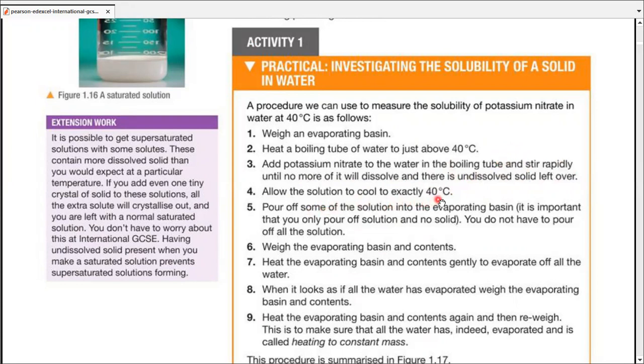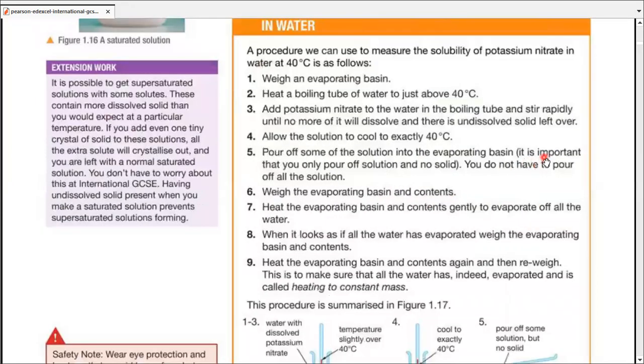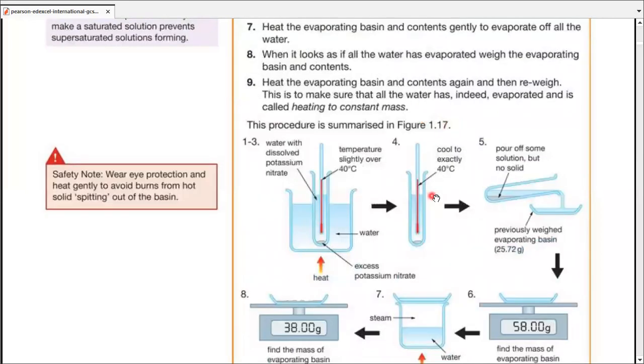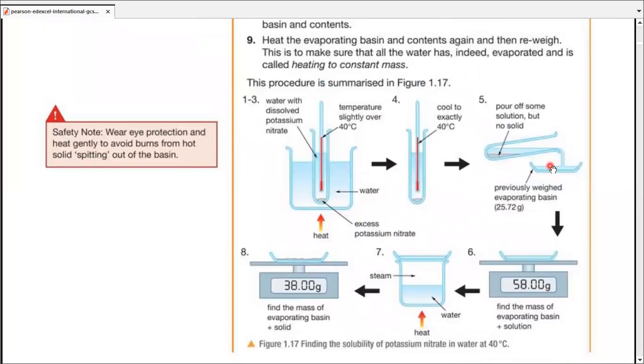Allow the solution to cool to exactly 40 degrees centigrade. Pour some of the solution into an evaporating basin. Now, this is important that you only pour off solution and no solid. You do not have to pour all of the solution, just some of it. Weigh the evaporating basin and its contents. Heat the evaporating basin and contents gently to evaporate all of the water. When it looks like all of the water has evaporated, weigh the basin and the contents again, of course. Now heat the evaporating basin and then reweigh. Make sure you do steps 8 and 9 again and again until you get constant mass.